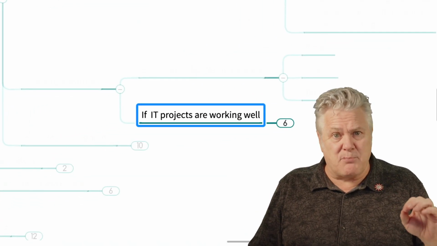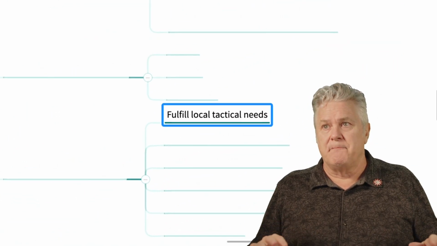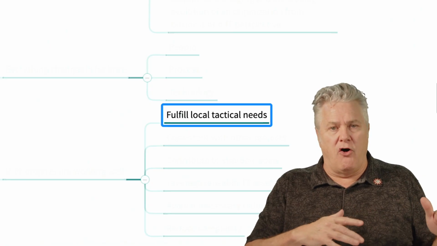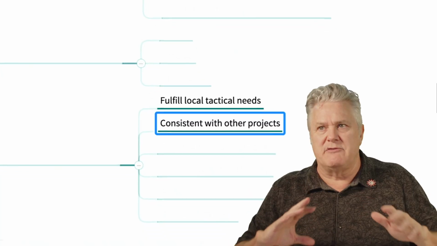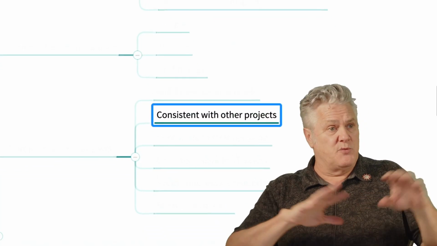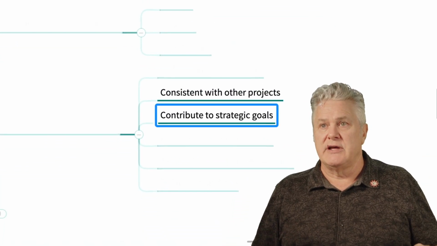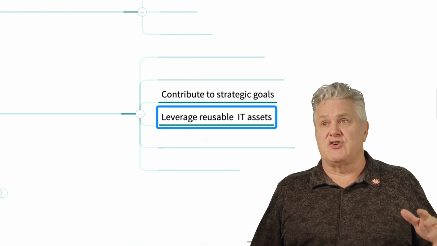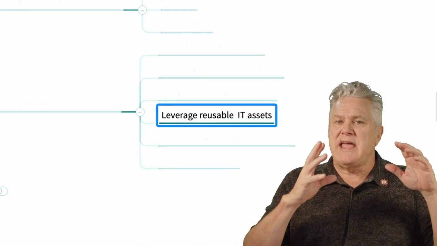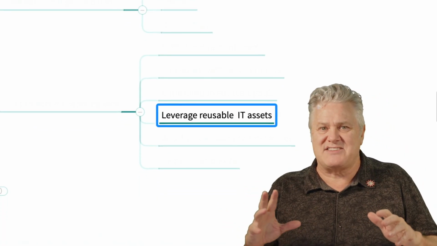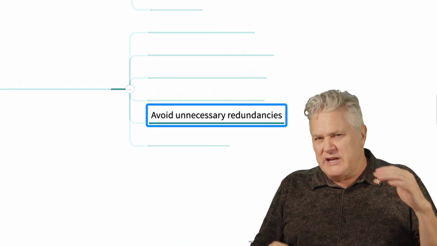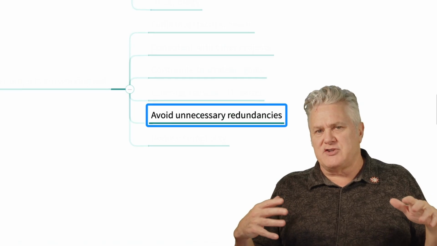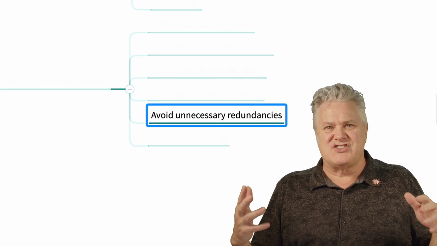Now, if the IT project is working well, we're going to fulfill all our local tactical needs. This end user is going to be really happy. It's going to be consistent with the other projects in our organization. It'll contribute to the strategic goals. And if we have reusable IT assets, it will leverage those things. We need redundancies in a lot of these projects, but we want to avoid unnecessary redundancies.